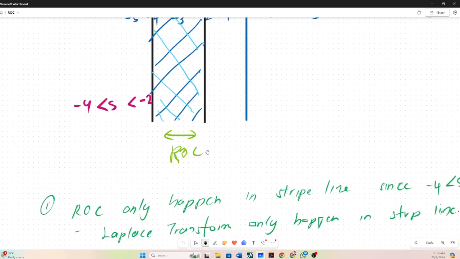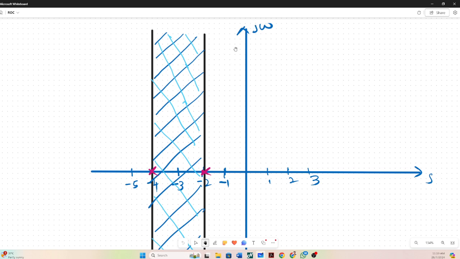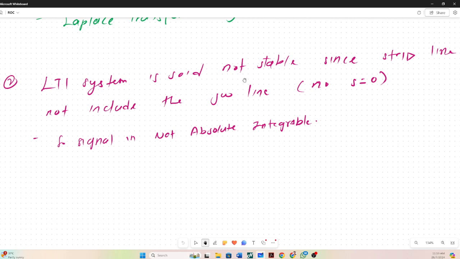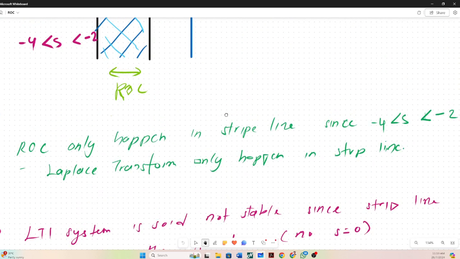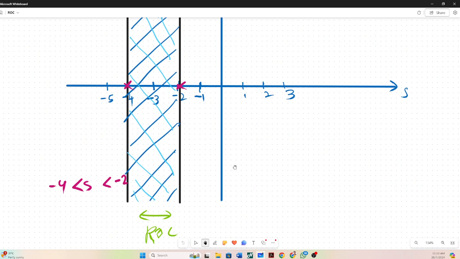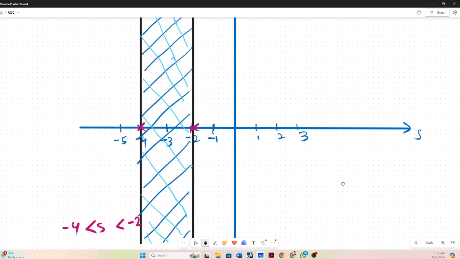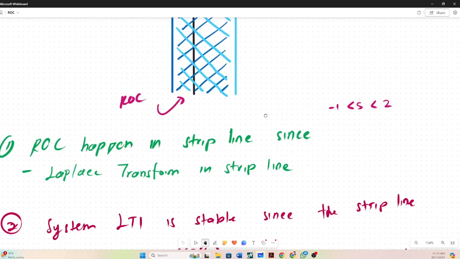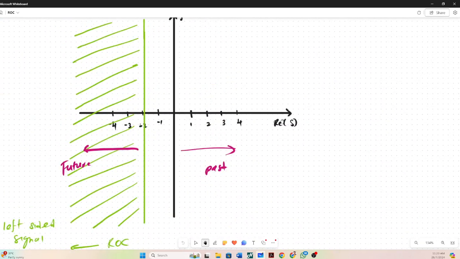And then this system is said not to be stable because the shaded area does not touch the imaginary axis. So the system is not absolutely integrable, and the system only happens in the future, so we can say that it's a non-causal system. All right, that's all for the recap of the ROC, causality and stability for the Laplace transform.